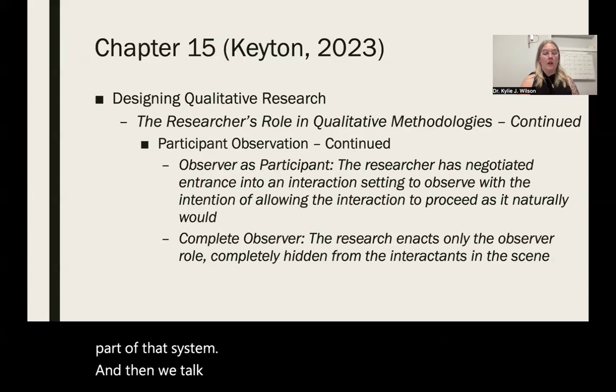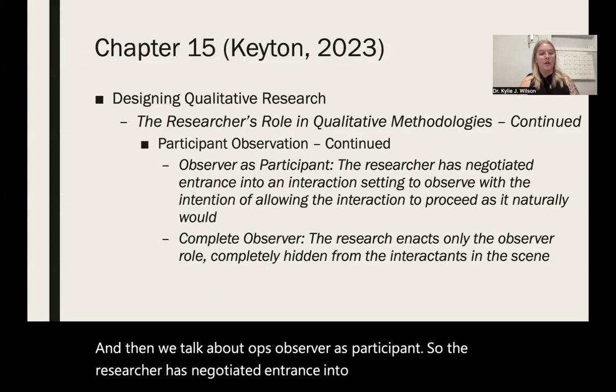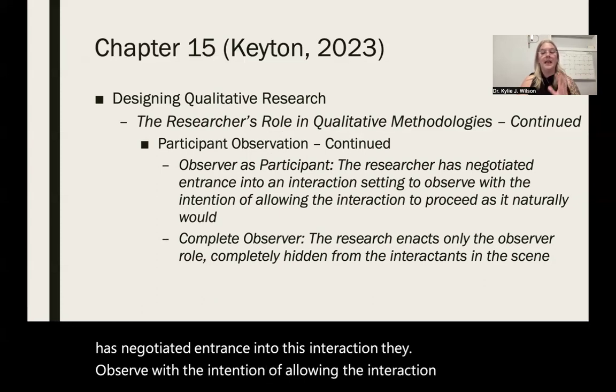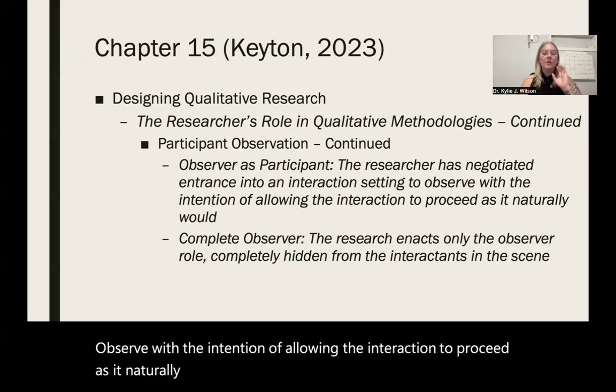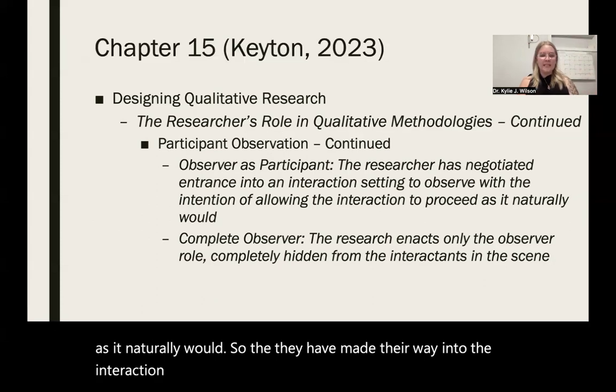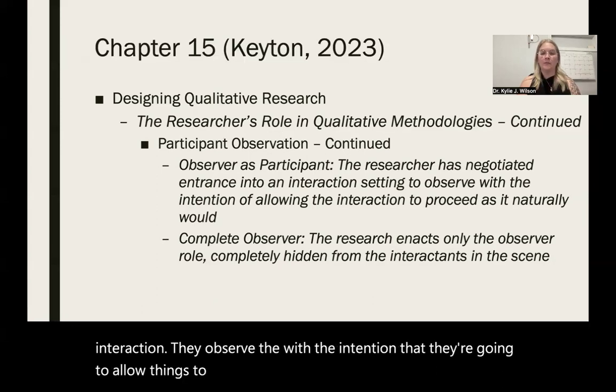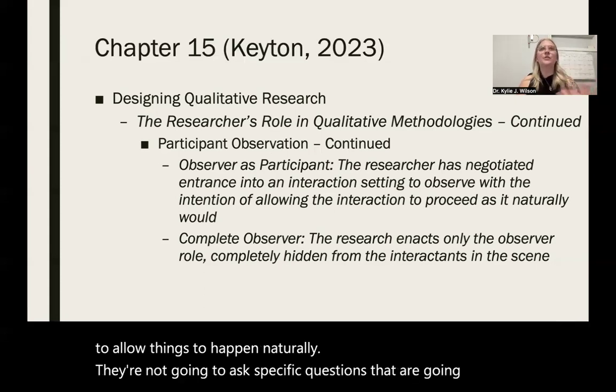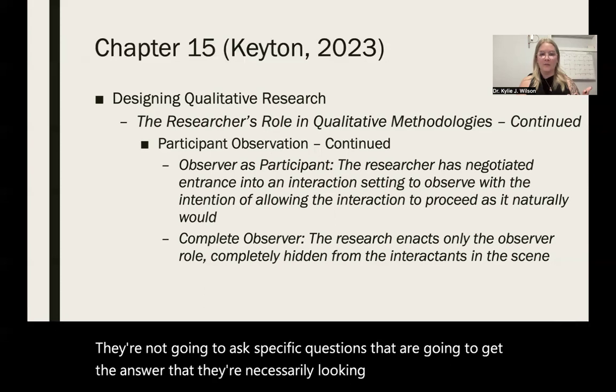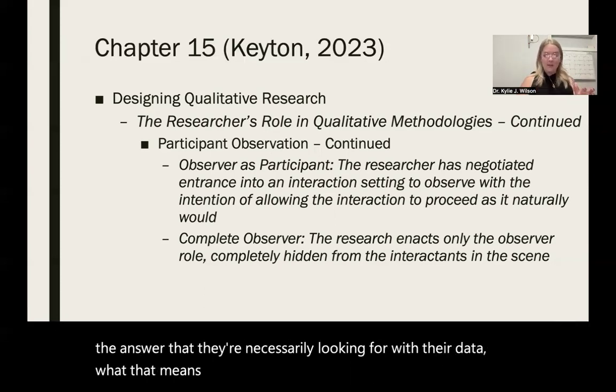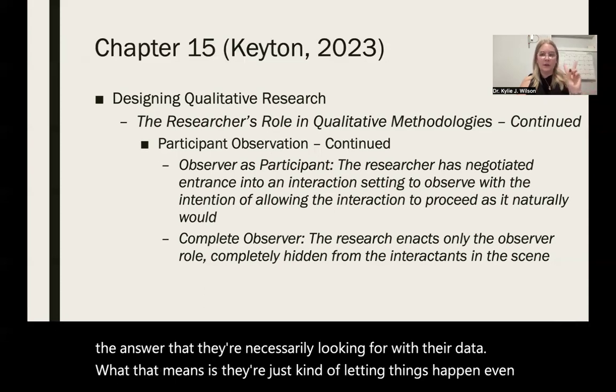And then we talk about observer as participant. So the researcher has negotiated entrance into this interaction. They observe with the intention of allowing the interaction to proceed as it naturally would. So they have made their way into the interaction. They're not going to ask specific questions that are going to get the answer that they're necessarily looking for with their data. What that means is they're just kind of letting things happen, even though they're still considered a participant.